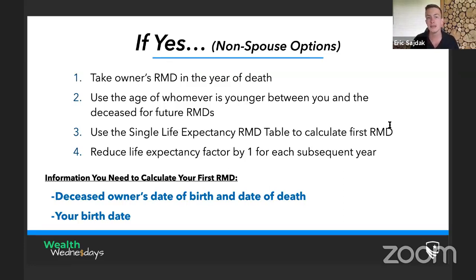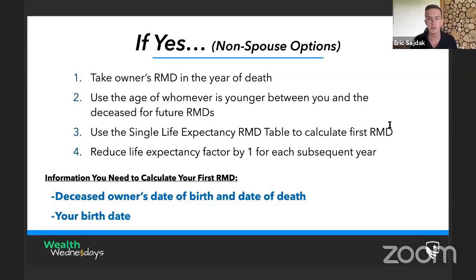Okay, then you use the age of whomever is younger between you and the deceased. Typically, it's almost always going to be you. So if you inherited a parent's IRA or you inherited an uncle or an aunt, some relative, typically that person is older than you. Again, just statistically speaking. So you use whoever's age is younger. Let's just say it's your age.